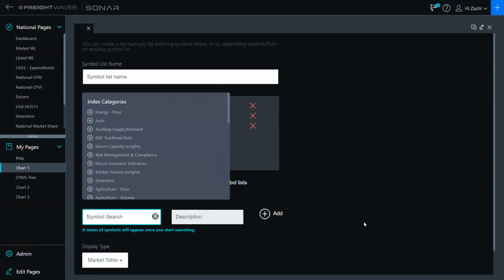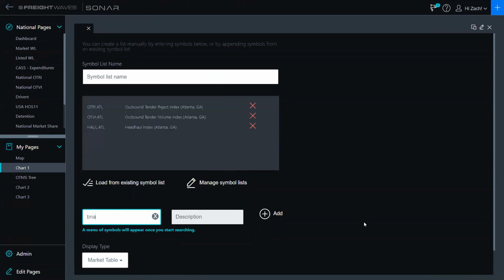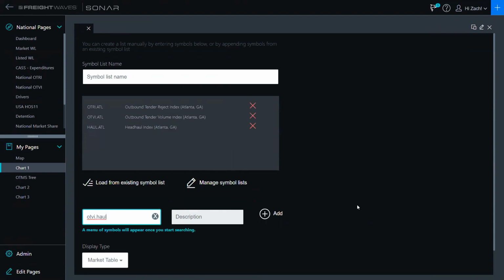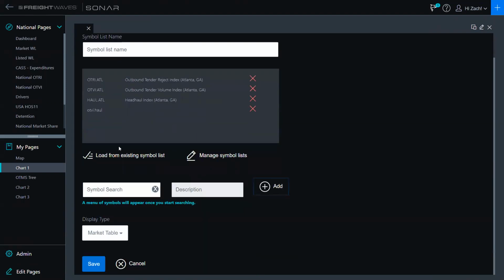You can do this, of course, as specific or as broad as you want. Outbound tender volume BNA, and you'll see exactly what that looks like. I'll go ahead and pull it up. I think you all get the point now. Each one, certainly don't add haul. OTVI.BNA. There we go. Talking and typing, not a thing for me.